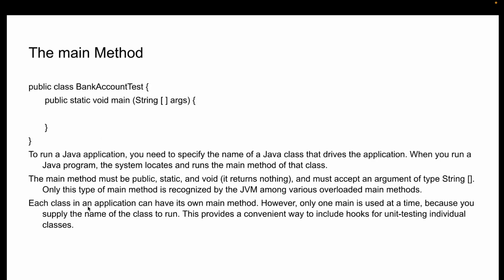So each class in an application can have its own main method. However, only one main is used at a time because you supply the name of the same class to run. This provides a convenient way to include hooks for unit testing individual classes.